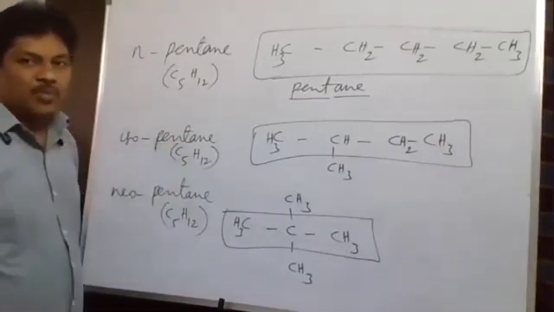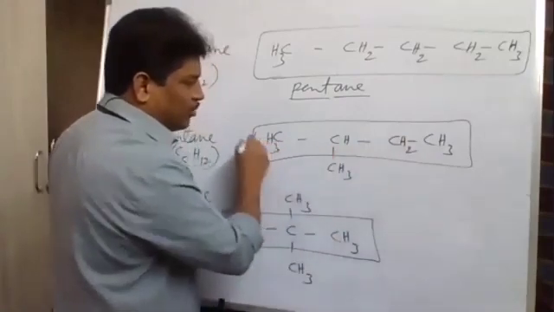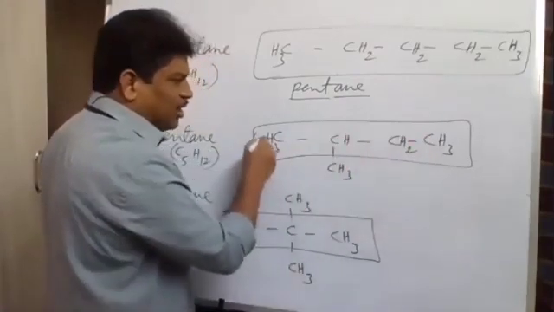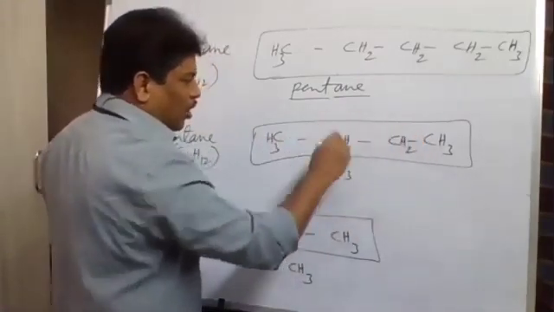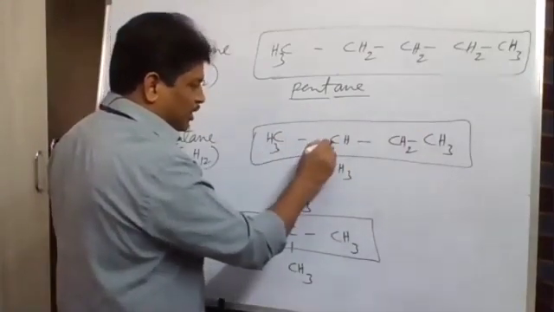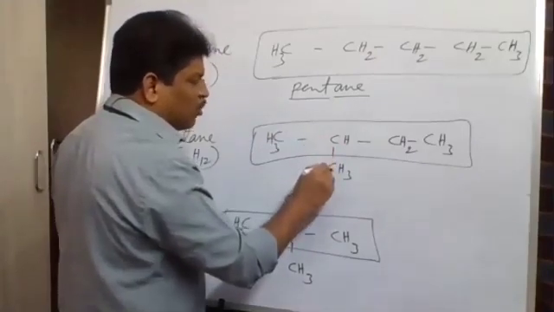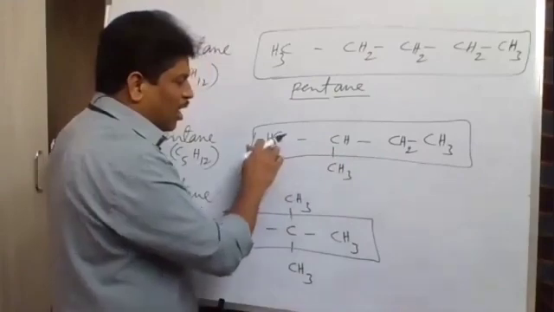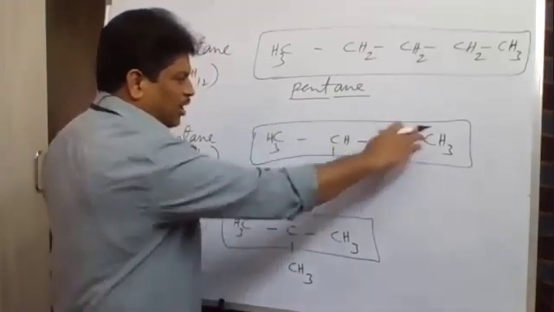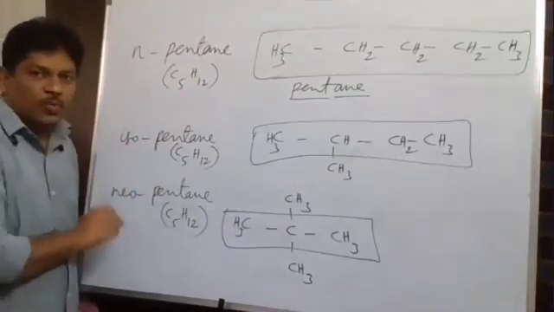Isopentane. In this case, 4 carbons are in the straight chain, 4 carbons in the continuous chain, that is the parent chain. Now here, this is the terminal carbon, and this is the last but one. The last but one carbon has one methyl branch. If the last but one carbon in the parent chain has one methyl branch, the prefix used is iso.